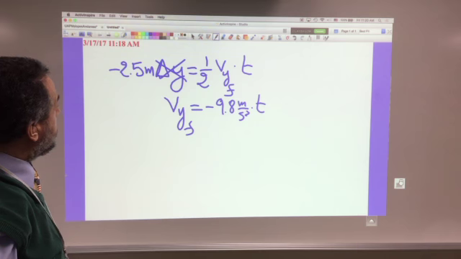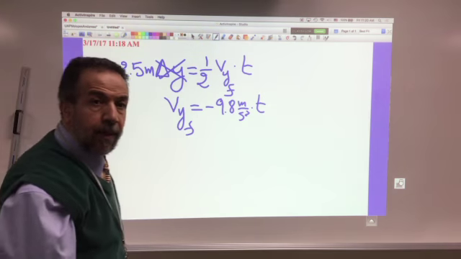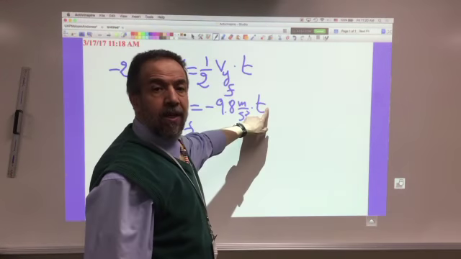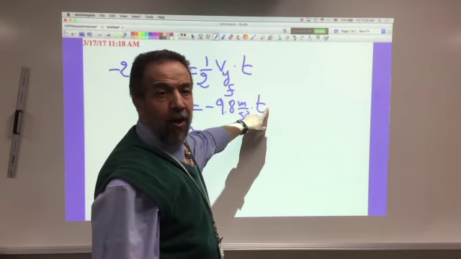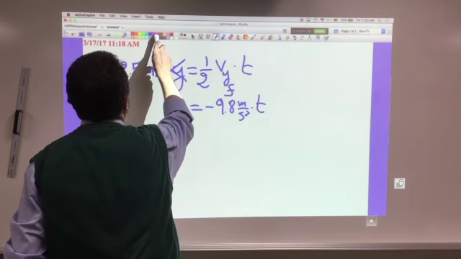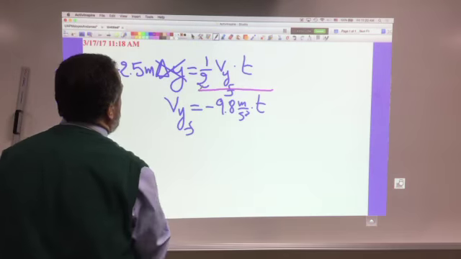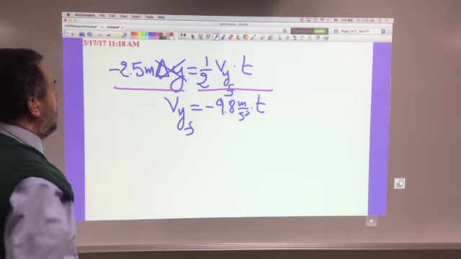Okie dokie now. Here's what I'm going to do. I'm going to be wild. Look, I don't have t. I'm going to get rid of it. Watch how I'm going to get rid of it. I am going to do some math wizardry here. I'm going to divide the right side by the right side and the left side by the left side.